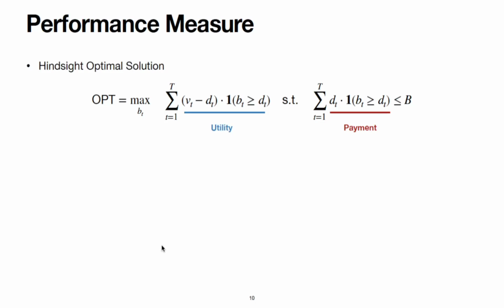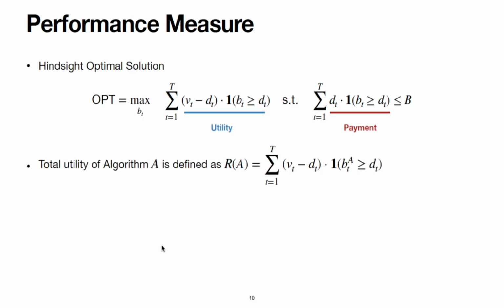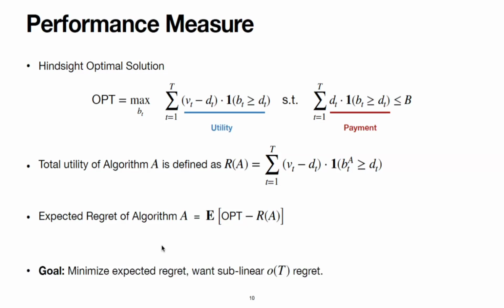Okay, so this is the hindsight optimal solution. Now the total utility of the algorithm is simply, whatever algorithm A you run, the sum over t from 1 to T of (V_t minus D_t) times the indicator B_t^A greater than D_t, assuming of course that you don't exceed the budget. The regret is simply the difference between this hindsight optimal that you can get and whatever your algorithm happens to get. Our goal is to minimize this regret; you typically want sublinear regret.